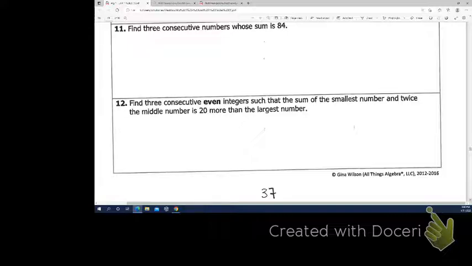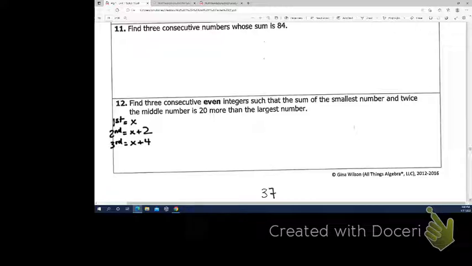So we're talking 3 consecutive even numbers. So I'm going to go ahead and write my little business over here that the first is going to be x, and the second is going to be x plus 2. Since they're even, we're jumping by 2's for evens or odds. And then x plus 4 for my third.